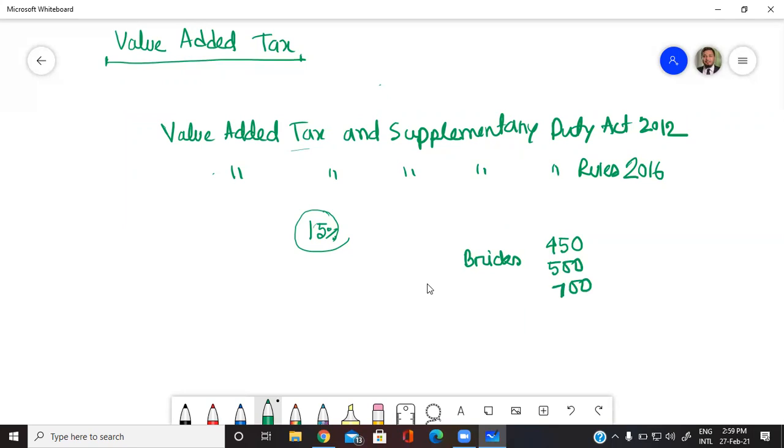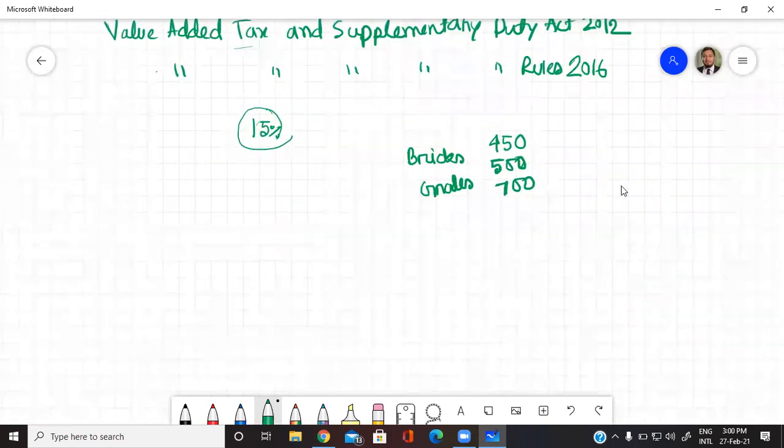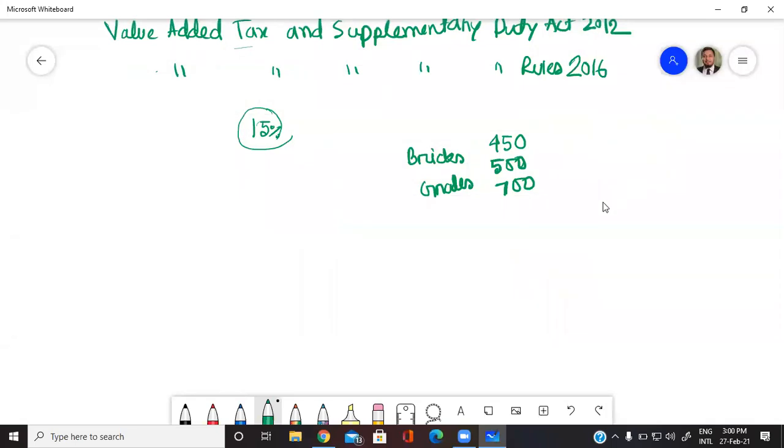I'm not sure, but this amount is probably based on ton. But the rates are different, and based on what? Based on the different grades of bricks. So this is a kind of unique imposition of VAT, which is different from the conventional imposition of VAT based on value addition or monetary value, rather based on some quantity.